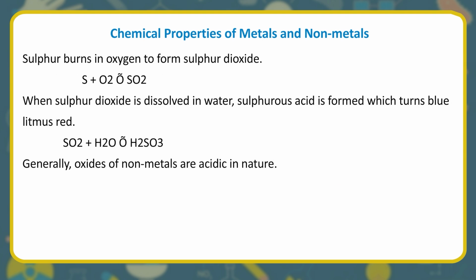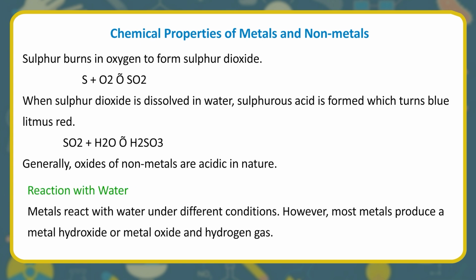Sulfur burns in oxygen to form sulfur dioxide. S + O2 → SO2. When sulfur dioxide is dissolved in water, sulfurous acid is formed, which turns blue litmus red. SO2 + H2O → H2SO3. Generally, oxides of non-metals are acidic in nature.